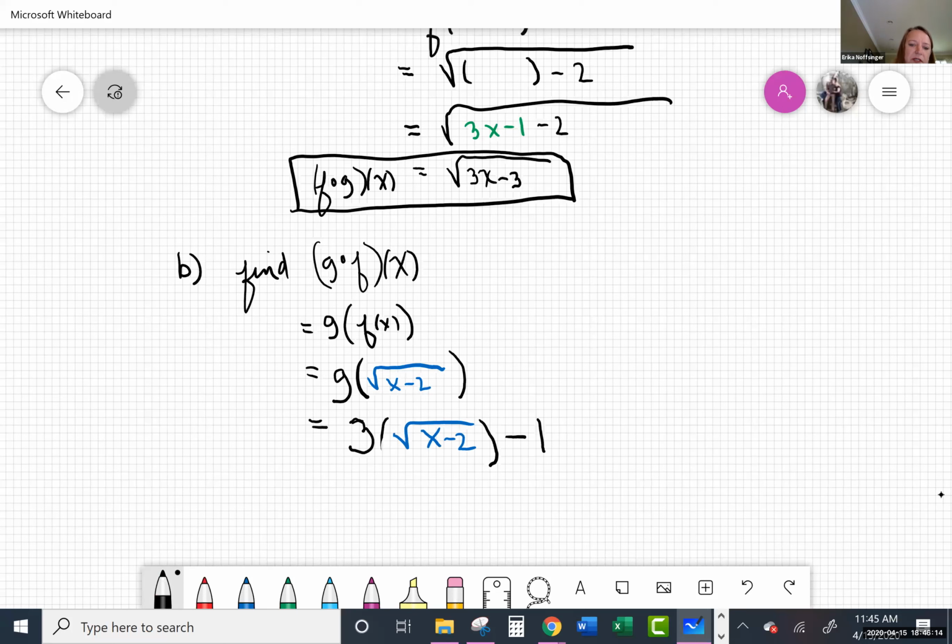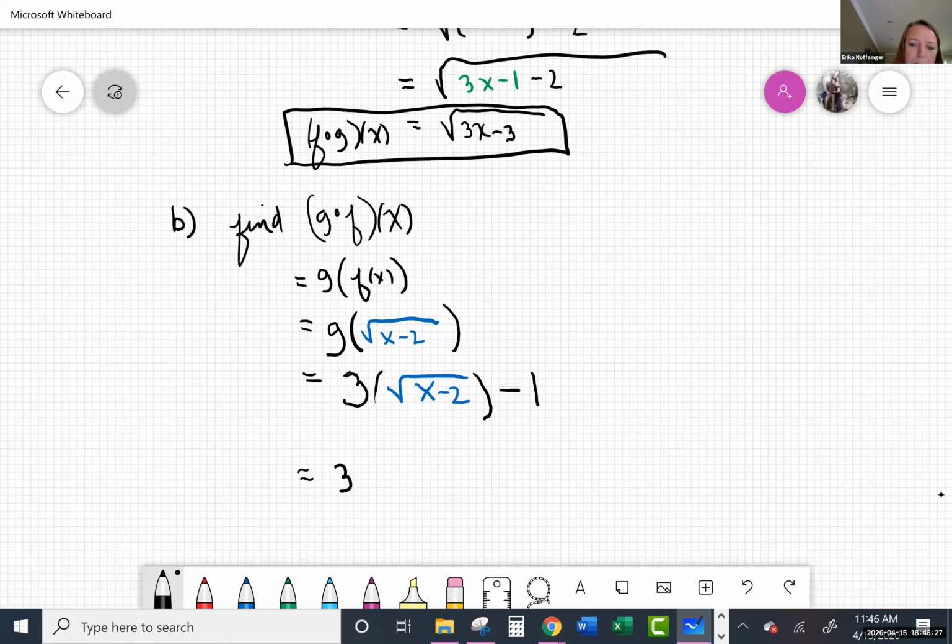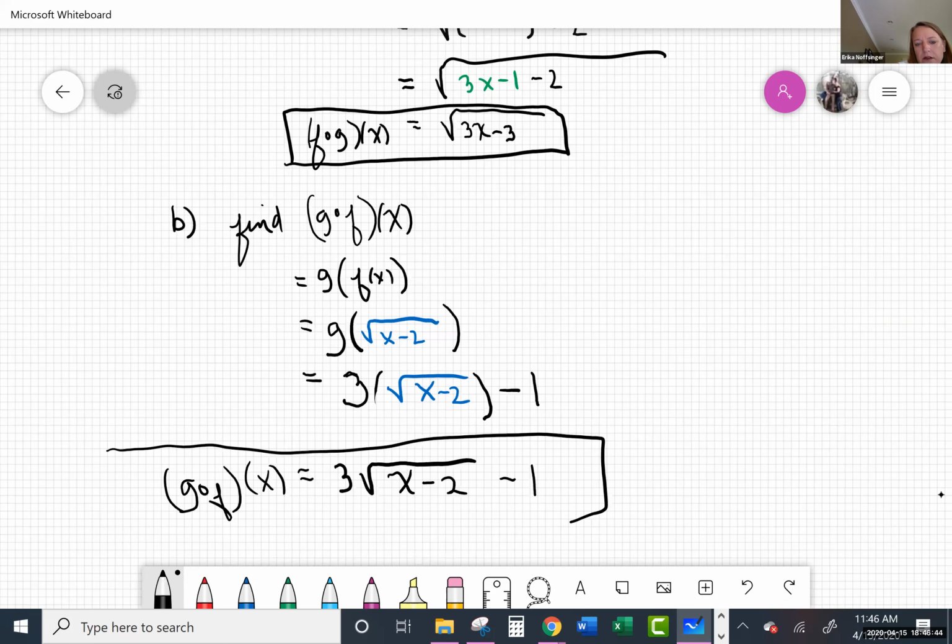Okay, so rules, we cannot multiply underneath this radical with a 3. We already talked about this from chapter 10 and rules with radicals, because this doesn't have a square root. So I'm just going to leave it as 3 square root x minus 2 underneath the radical, and then outside of the radical, a minus 1. And so the composition in the other direction is not the same as the composition in this direction.